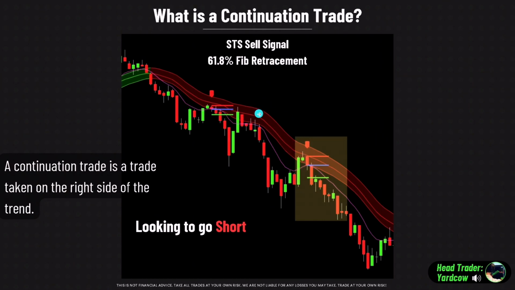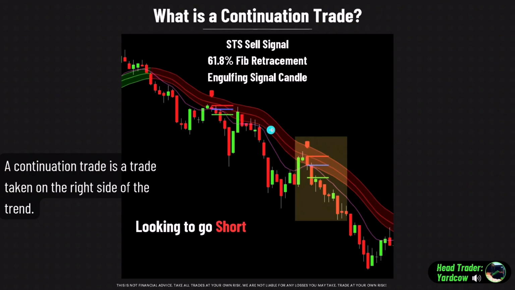We have our 61.8% fib retracement right here, pulling back into the band. And then we also have an engulfing signal candle as well right here. It's not as strong as the previous one that we looked at, but it is still there. So that is also a nice trade there.